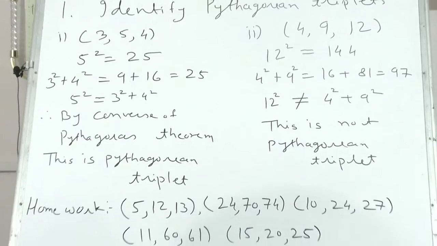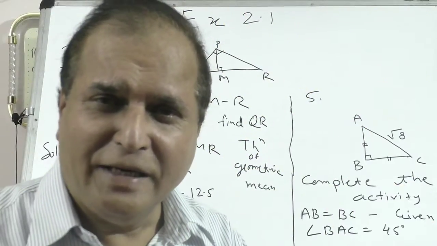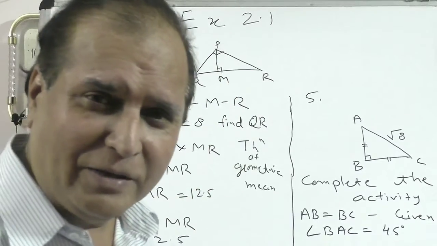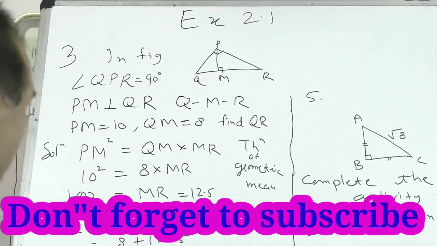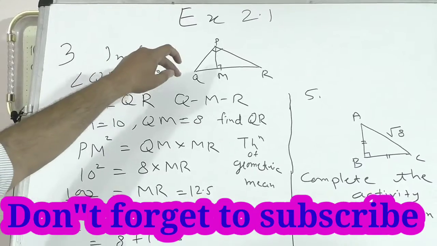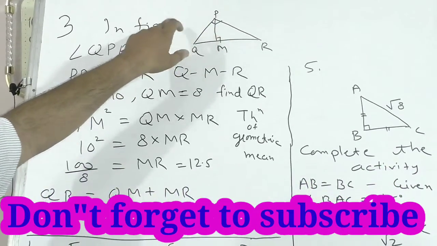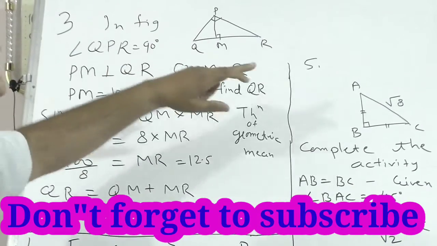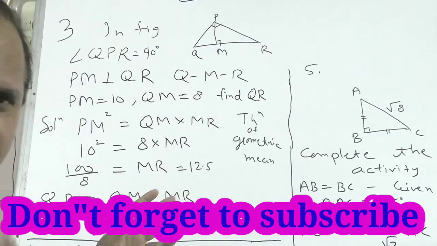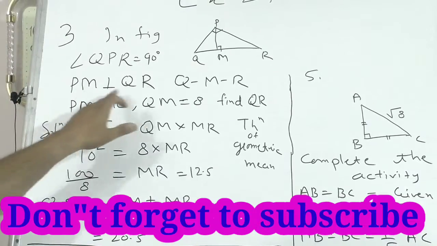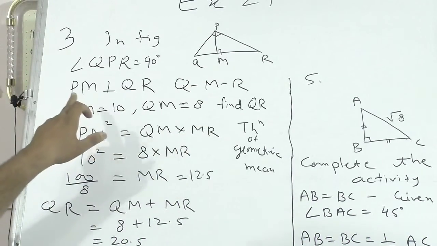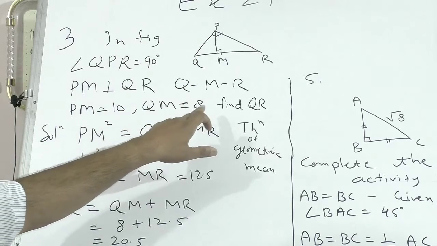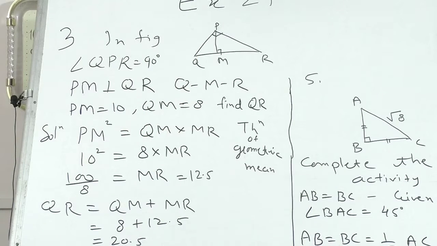Next sum. Okay, sum number 3. This is also very simple. See, right angle and perpendicular, if you see, geometric mean. In this figure, angle QPR is 90 degrees in triangle PQR, and PM is perpendicular to QR. Of course, geometric mean. Given Q, M, R. Now here, PM is given as 10. QM is 8 and find QR. So this is 2 marks.